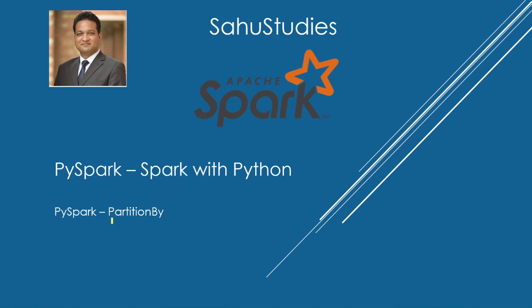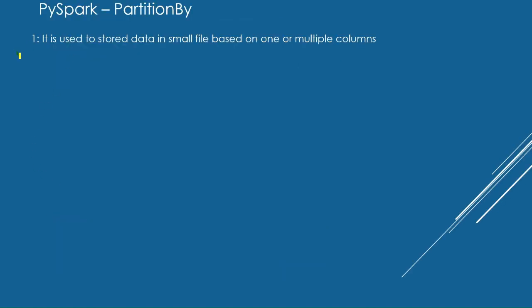In this video, we are going to see how PartitionBy works in PySpark. PartitionBy is used to store the data in small files based on one column or multiple columns. So what does it mean? It means that the file will be stored in small files based on one column or multiple columns.